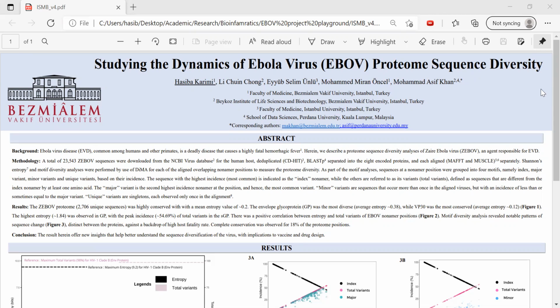All the variants at a position, or total variants in short, can be further subclassified into 3 variant motifs: major, minor, and unique. The major variant is the second highest incidence monomer at the position, and hence the most common variant. Minor variants are sequences that occur more than once in aligned viruses, but with an incidence of less than or sometimes equal to the major variant. Unique variants are singletons, each observed only once in the alignment. Now let's dive into the results.